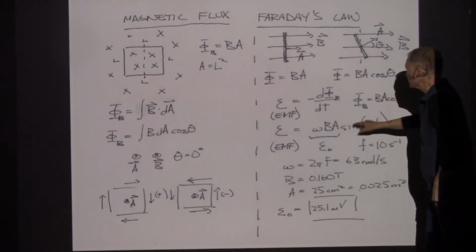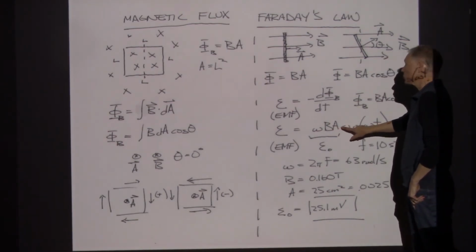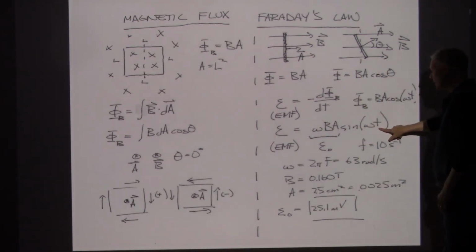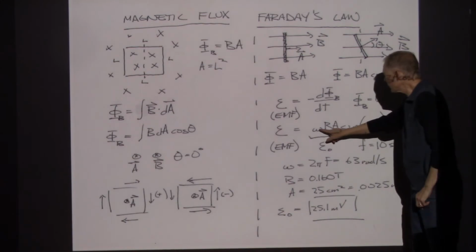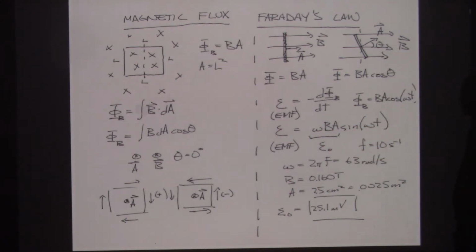So what we'll do then is take the time derivative of this expression. The time derivative is omega times the magnetic field times the area of the loop, which is squared, times the sine of omega t. And this stuff right here, omega B times A, that's going to be the peak EMF.